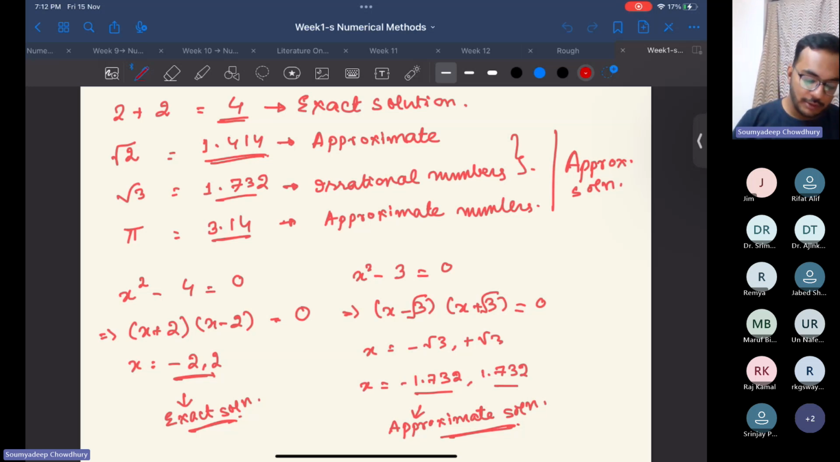These are also exact solutions, but we need to understand that there is a small difference between this exact solution and the previous one which I described. So here we don't know exactly what the value of root 3 is.